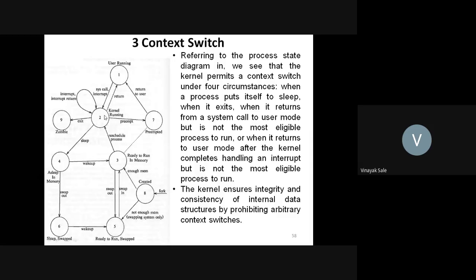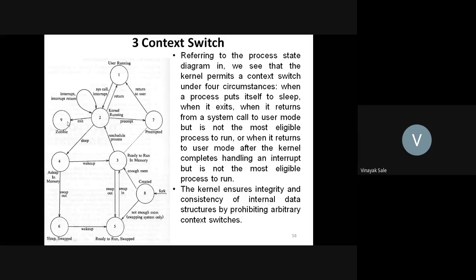So again, it returns to the user mode. This is the second step. And the third step, the process enters from user mode to kernel mode, but it is not ready to execute. So though they are not ready to execute and they have entered kernel mode, they go to the preemption state, that is step number 7. This is third. And fourth, they go to the zombie state for execution.